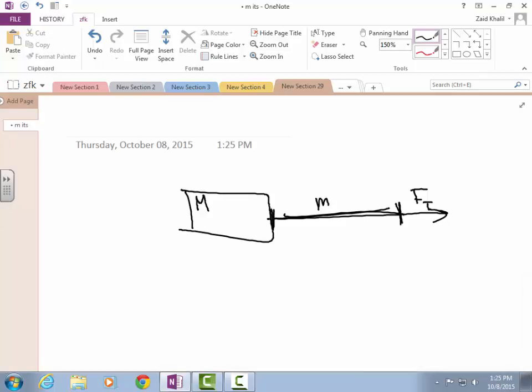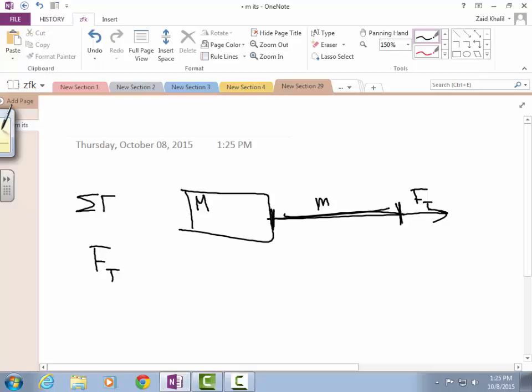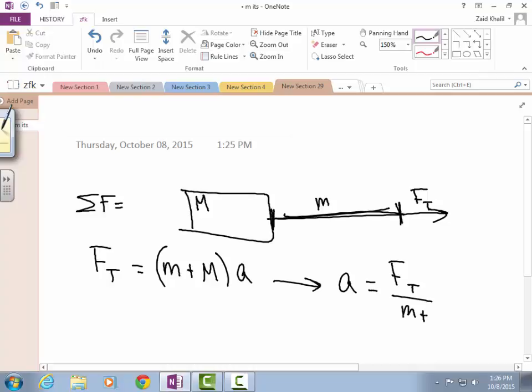So Ft is the net force, and that's equal to the mass of this whole thing times a, correct? What's the mass of this whole thing? Little m plus big M, times little a. And so therefore a is equal to Ft over little m plus big M. So now I want to actually look at this box.